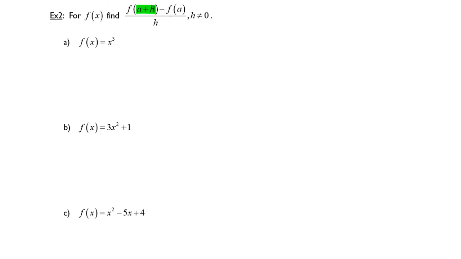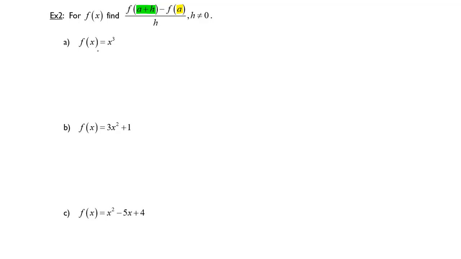This f of a plus h minus f of a all over h is a particular type of function composition where we use this formula for the difference quotient. It's basically showing the slope of a line between 2 points. I'm not going to go into too much detail on that, but I do want you to understand what we're doing. This is two separate function substitutions, all divided by h.